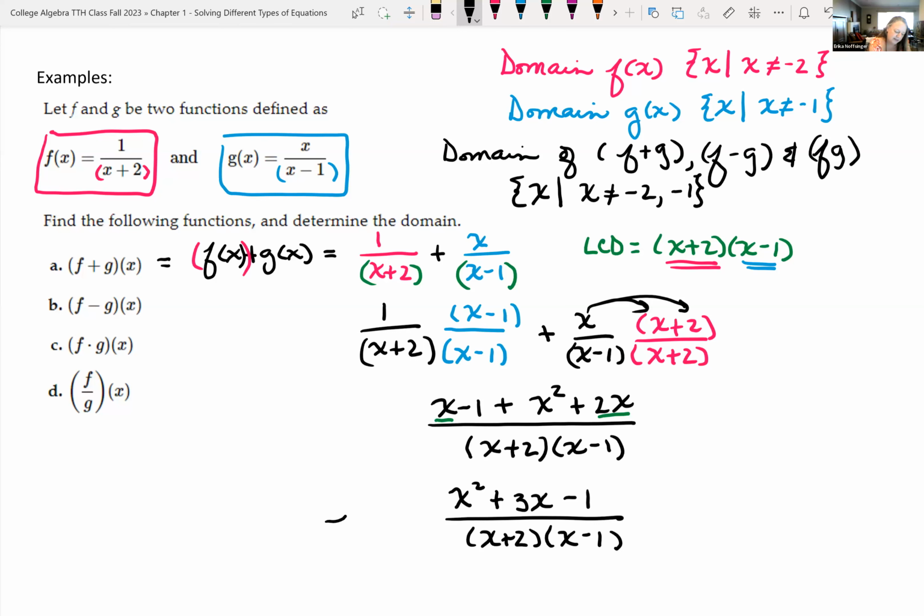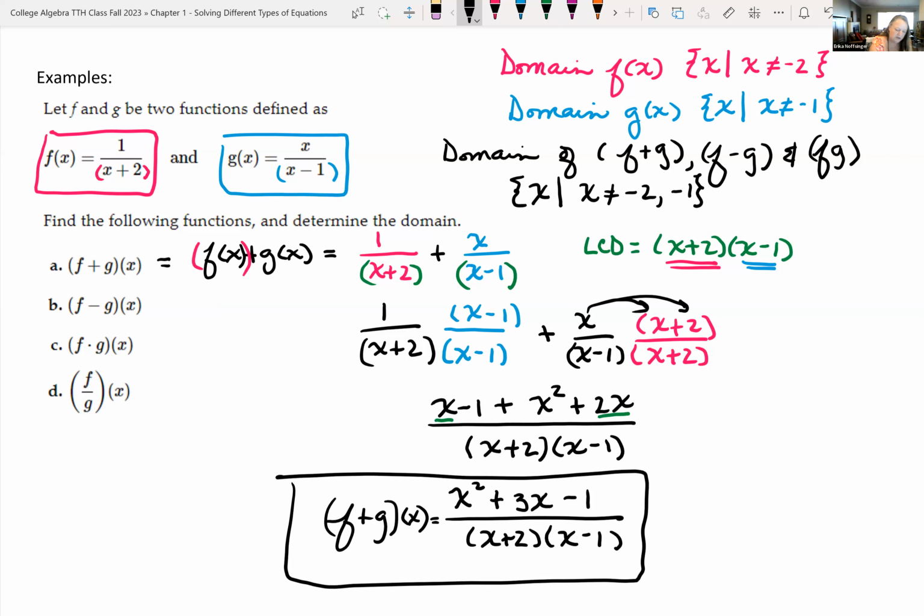So we just found what f plus g of x was equal to. If that numerator would have factored, and had a common factor with the denominator, I would have done that and I would have simplified there. But x squared plus 3x minus 1 does not factor.